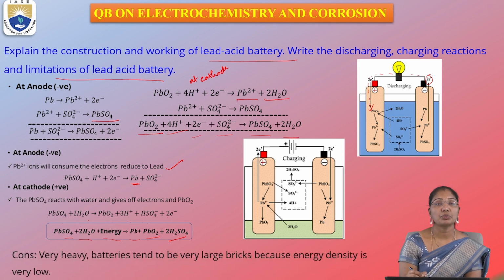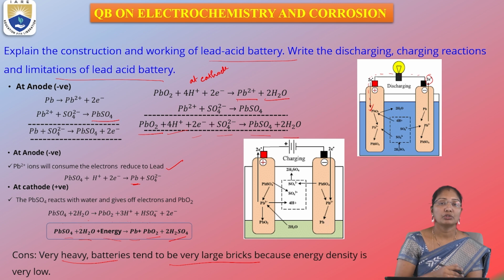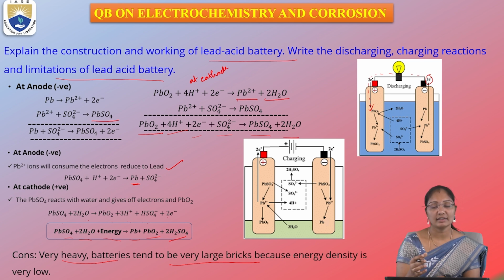So coming to the limitations, it is very heavy. Batteries tend to be very large bricks because the energy density is very low. So these lead oxide plates were set up in racks, which were dipped inside an acid solution. So they are very heavy. This is one of the disadvantages.